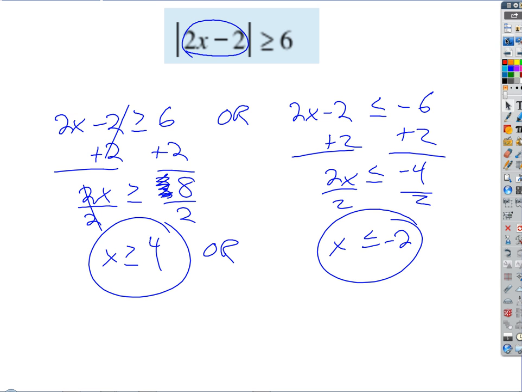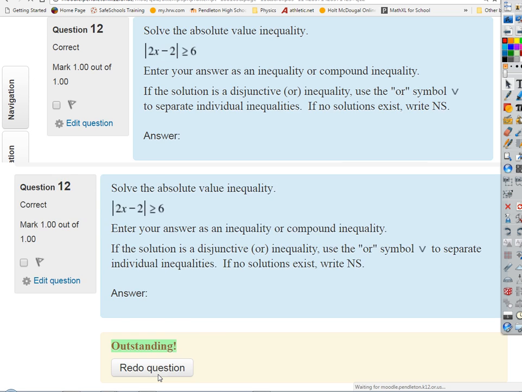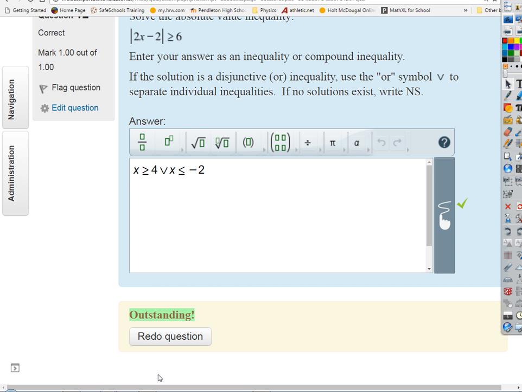So if you go to the answer, it says, if the solution is a disjunction, if it's an "or" inequality, use the "or" symbol, which is this guy, right? So we've got to say x is greater than or equal to 4. Then if I go to the operations menu here, and if I hover over these, it tells me what they are, right? So if I go to this one, it says logical or. So that's the one I want. X is less than or equal to negative 2, right? Does that make sense? Okay, that's it.